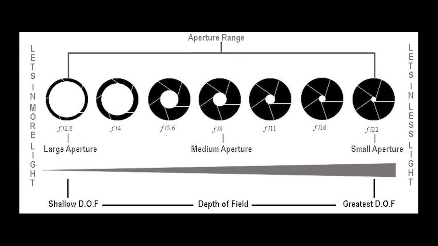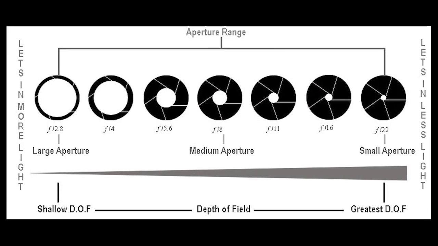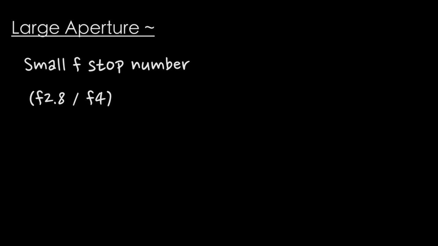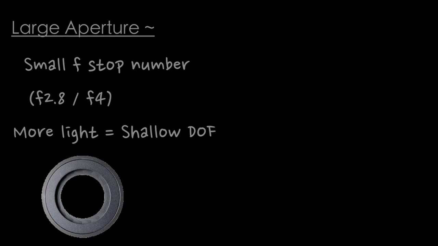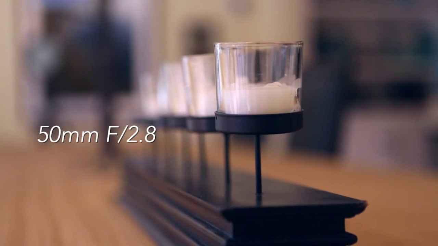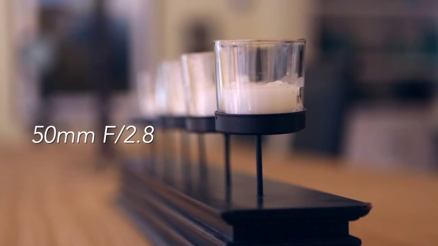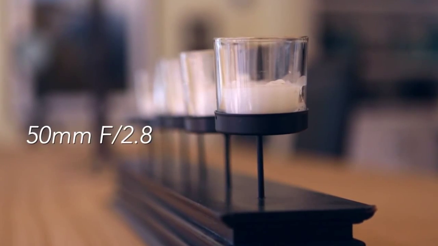At first, trying to understand aperture may seem difficult, but here's an easy way to look at it. A large aperture is a result of a small f-stop number, such as f2.8 or f4. This means that the camera lens is wide open, allowing more light to come through. When the camera has more light to work with, it creates a shallow depth of field. This picture with a 50mm lens at f-stop 2.8 has a nice blurred background, keeping the focal attention on the first candle in the row.